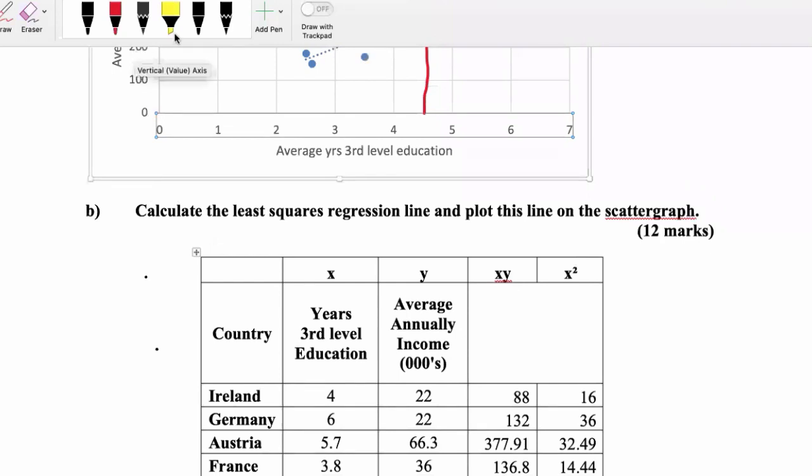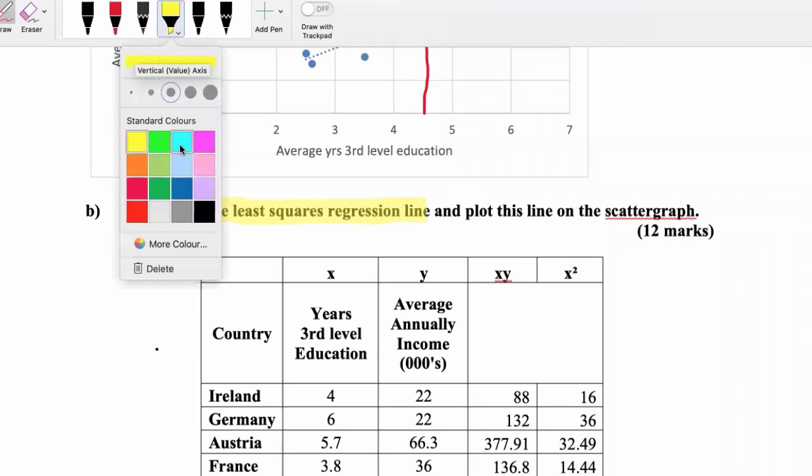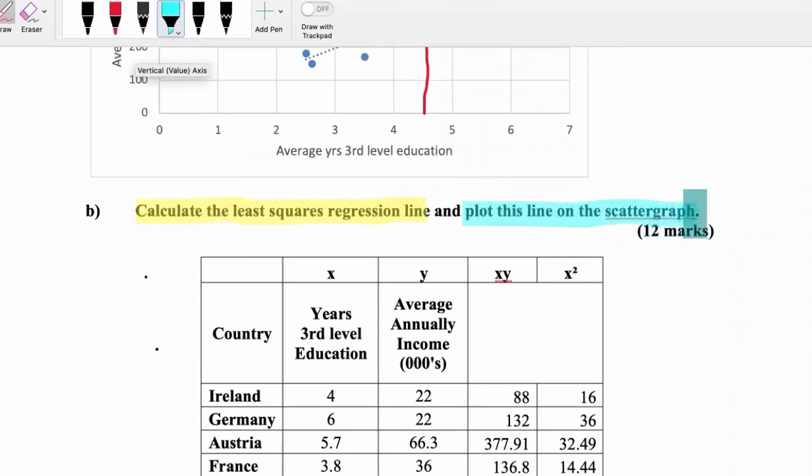What you do is you could highlight one part of the question, highlight another part of the question, like that, and then you could write in 1 and 2, reminding yourself that there's 2 parts to the question. I made a mistake, and I'm actually after losing out on about 4 or 5 marks potentially there by not doing that second part: plot the line on the scatter graph.